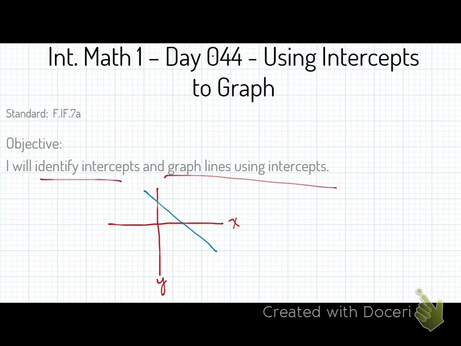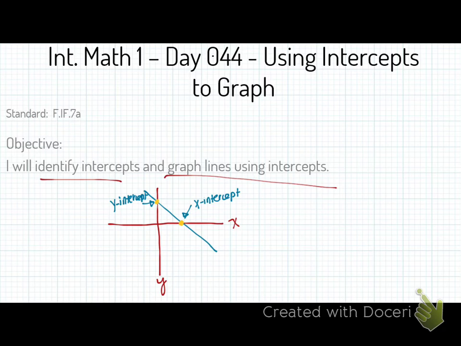The x-intercept would be where it crosses the x-axis, which is right about there. The y-axis intercept would be here. So this is your y-intercept, okay? So this is your x-intercept. And this one is your y-intercept. Raise your hand if this looks familiar to you. So the x-intercept is where it crosses.